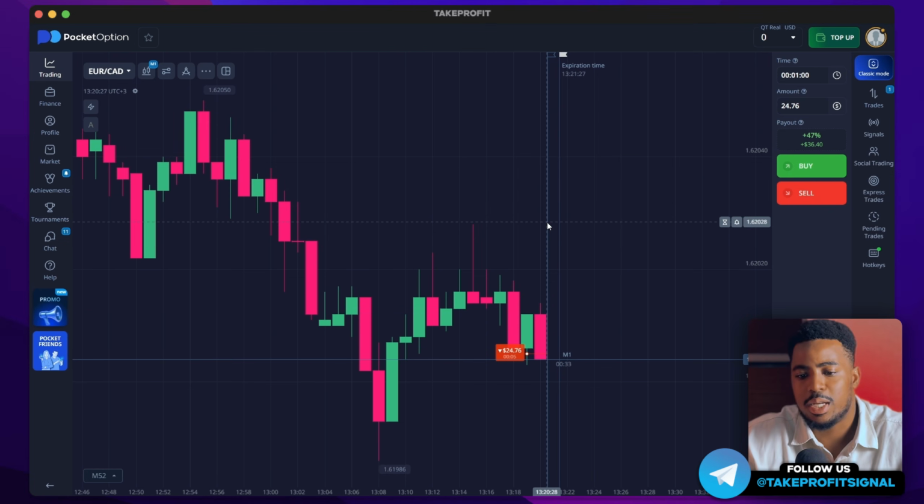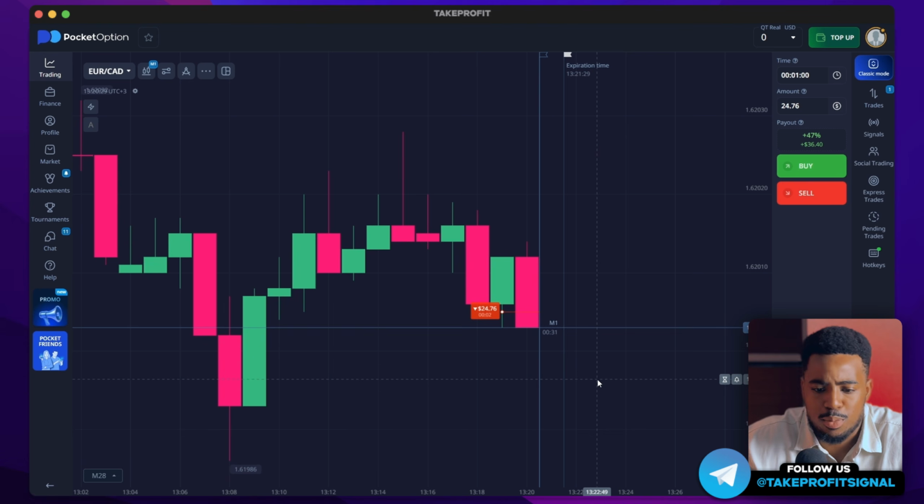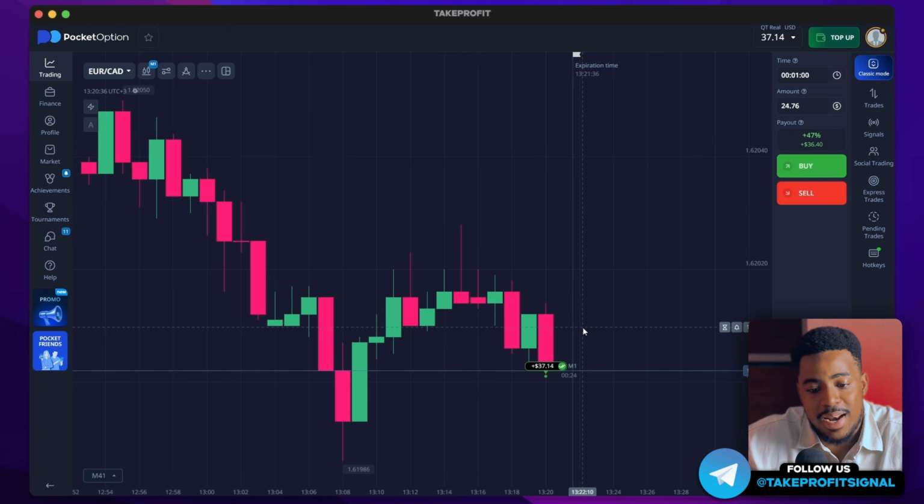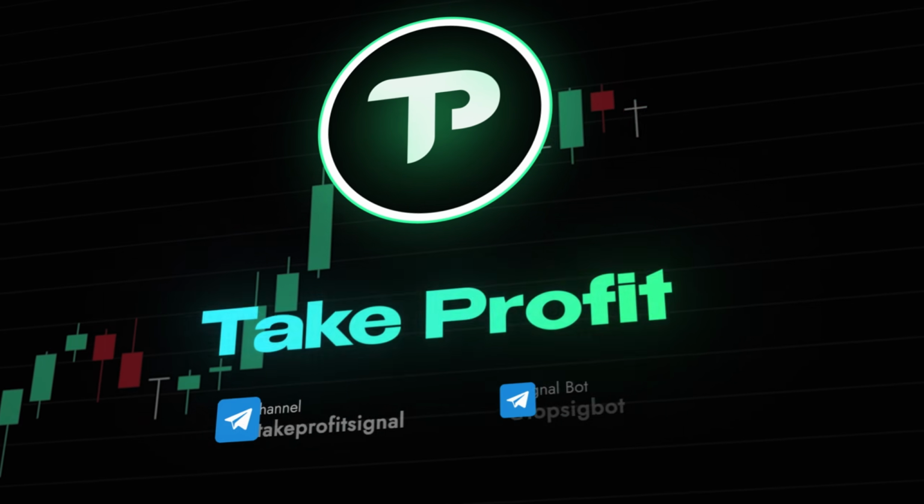The price is currently near my entry point. We don't have an impulse movement, but nevertheless, the trade still closes in profit. The balance is now $37.